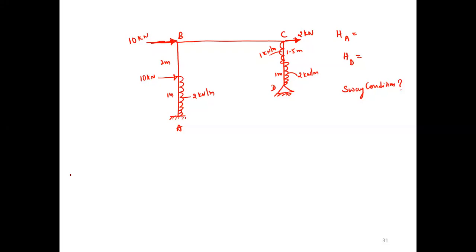Sir, it will be minus 5. Okay. First tell me MAB, MB. Afterwards, I will take minus 5 and all. What is HA? HA equals MAB plus MBA minus 5 divided by 3. What is HB?